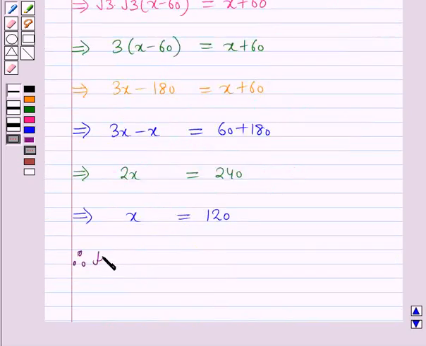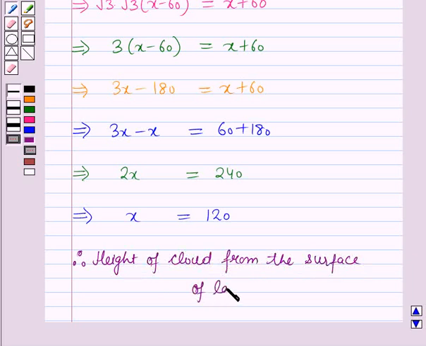Therefore, the height of the cloud from the surface of the lake is equal to 120 meters.